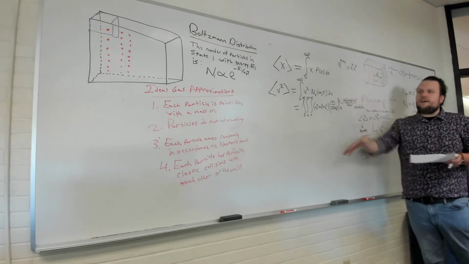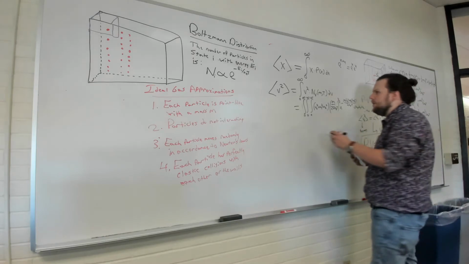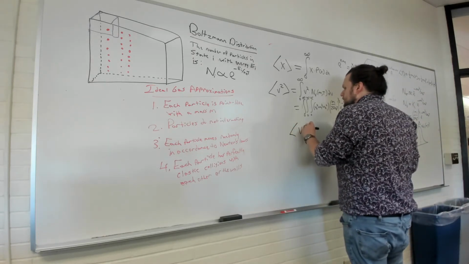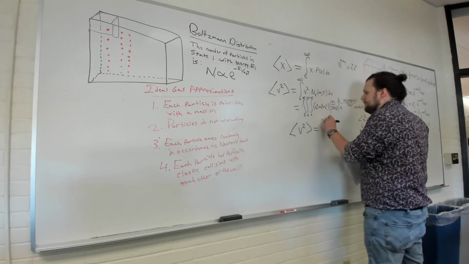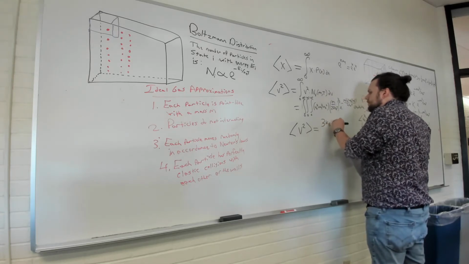So anyway, you can run this calculation, and you end up getting a really, really simple equation. This ends up simplifying to 3 kBT over m.